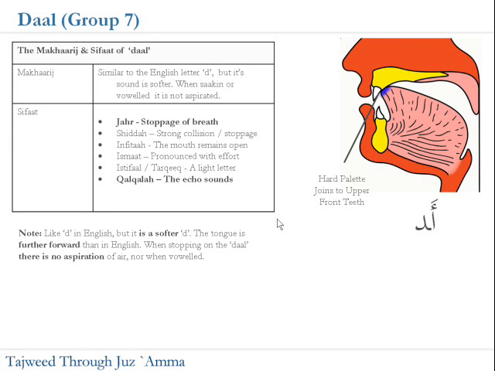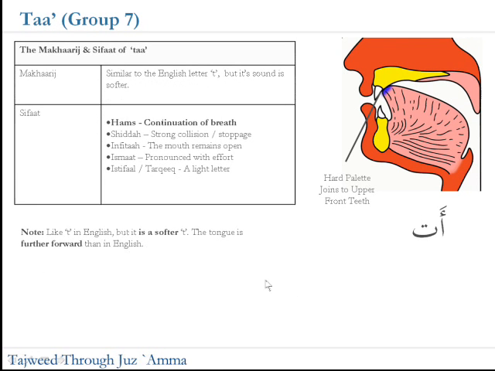The other thing to note is when sakin or voweled, this is not aspirated, so you don't let air out. So here we've got ad. This is a qalqala letter as well, and there's no hams on this. A very common example we say is middeen. So you have to try and stop any air coming out, as in a burst of air. Again, that's softer than the English D.